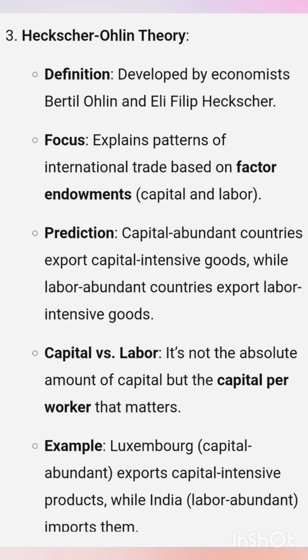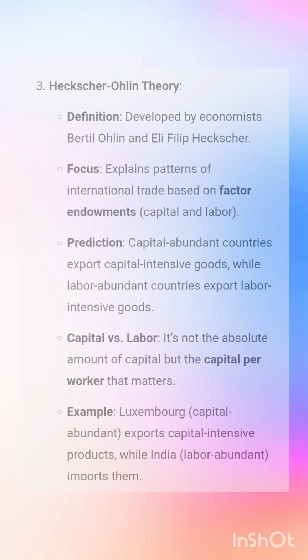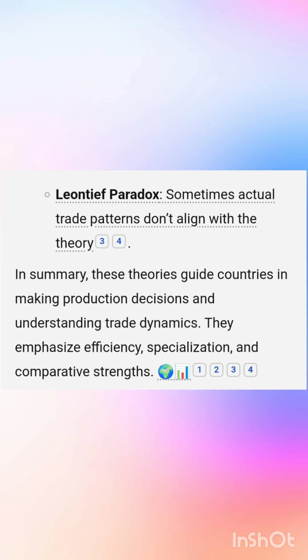Capital versus labor. It's not the absolute amount of capital but the capital per worker that matters. Example: Luxembourg, capital-abundant, exports capital-intensive products, while India, labor-abundant, imports them. Leontief paradox: sometimes actual trade patterns don't align with the theory.